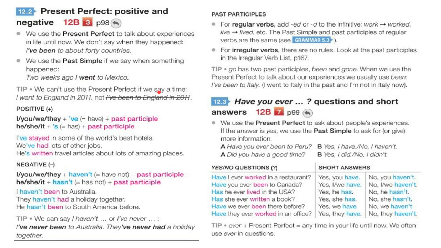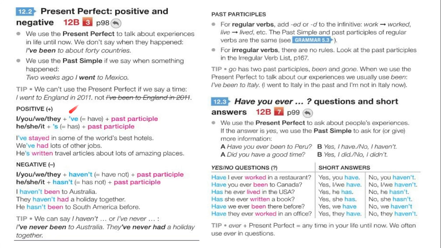We can't use the present perfect if we want to say a time. I went to England in 2011 instead of I've been to England in 2011. That's impossible. If you want to pinpoint a time, you use past simple. If you want to leave it open as an experience without saying the specific time, you use present perfect.